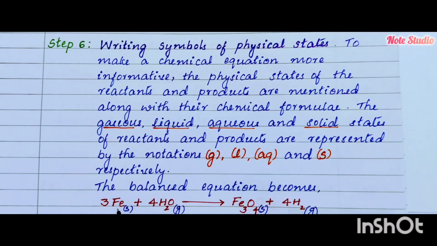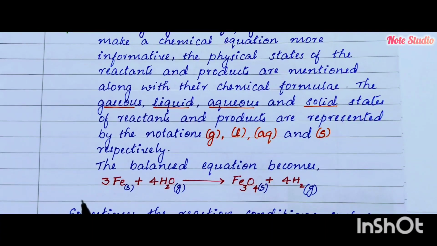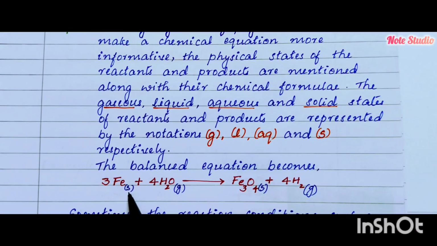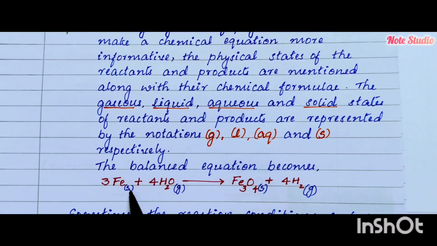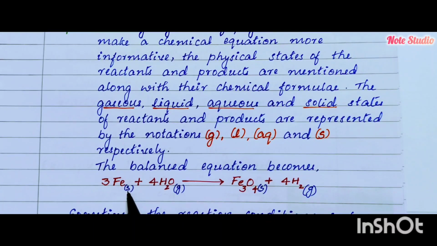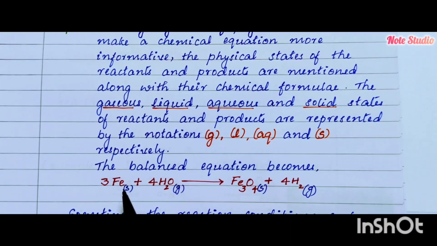Now for the same example, for Fe, can you see? Here it is mentioned as s. That means iron we have taken in the form of, what is the physical state of iron in this reaction? That is solid. That's why it is mentioned as s.